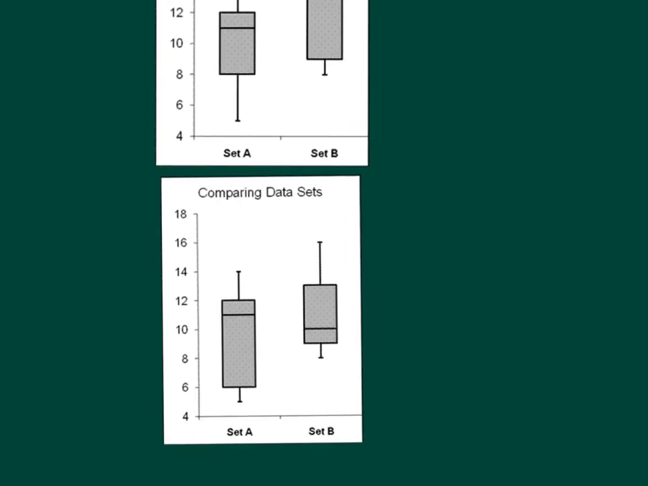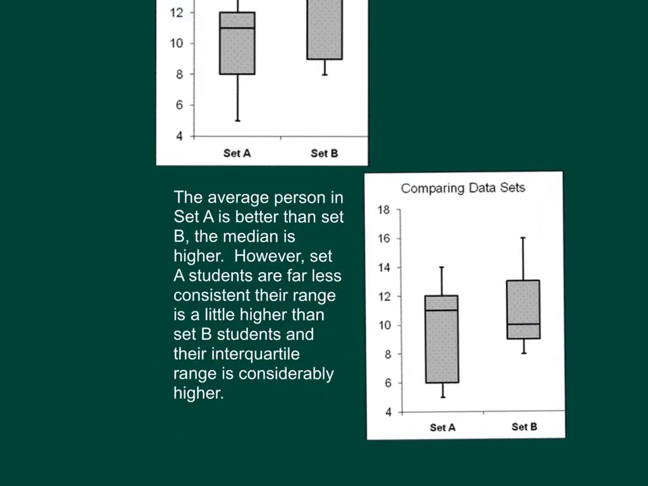Now, looking at this question here, there is a much bigger difference in these boxes. That's really quite small compared with that box. So let's see what the comment for this one would be. Let's move that away. I have said, the average person in set A is better than set B because the median is higher. The median in set A is 11, whereas here it's 10. So the average person in set A is better than the average person in set B. However, set A students are far less consistent. They're less consistent because that box is much bigger. They're more spread out.